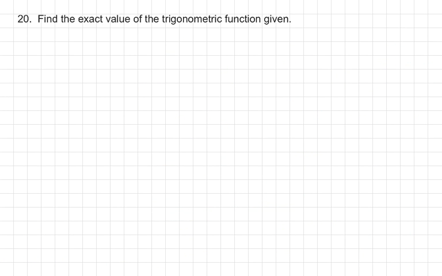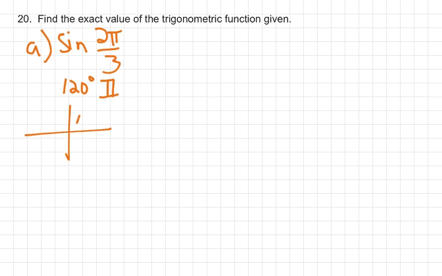Number 20, find the exact value of each trigonometric function given. Now, in order to figure out what the sine of 2 pi over 3 is, there's a couple things I need to know. One of the things is, what quadrant is 2 pi over 3 in? Now, if you forget what quadrant it's in, you can always change it back into a degree measure. So 2 times 180 is 360, and 360 divided by 3 is 120 degrees. And 120 degrees is in quadrant 2.